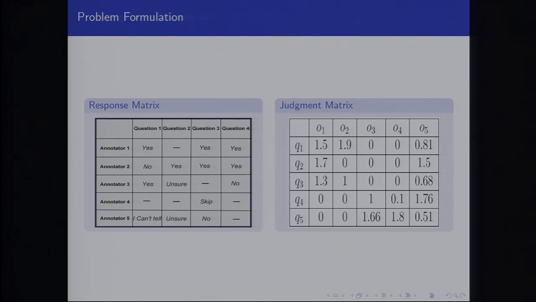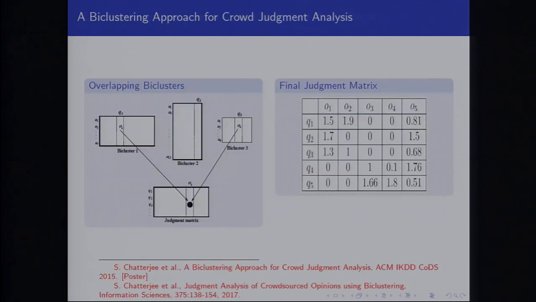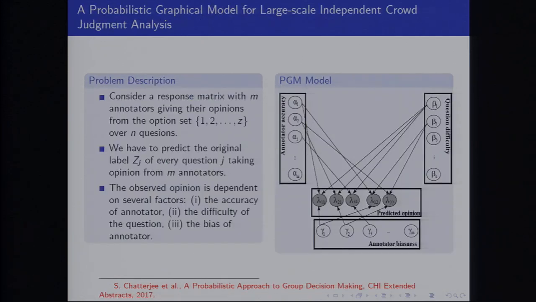But in a crowdsourced setting there are many challenges, like the existence of spammers and the inclusion of noise, so majority voting cannot be reliable. Our goal is to find a more sophisticated design to obtain the aggregated judgment from multiple noisy opinions. In my work there are mainly 4 contributions. The first is a biclustering-based approach for crowd judgment analysis, mainly for independent crowd judgment analysis. Again, we proposed another PGM, a probabilistic graphical model, considering annotator accuracy, bias, and question difficulty.